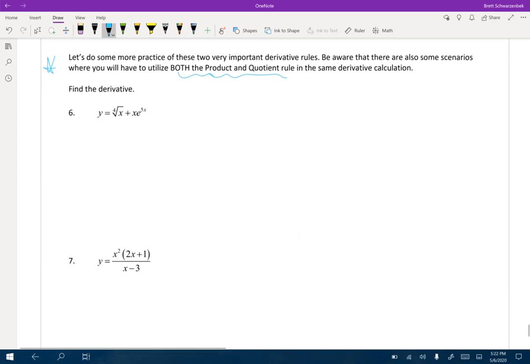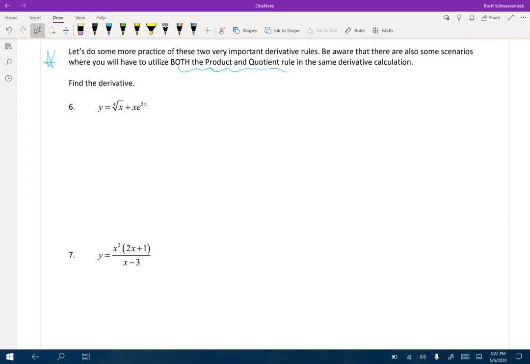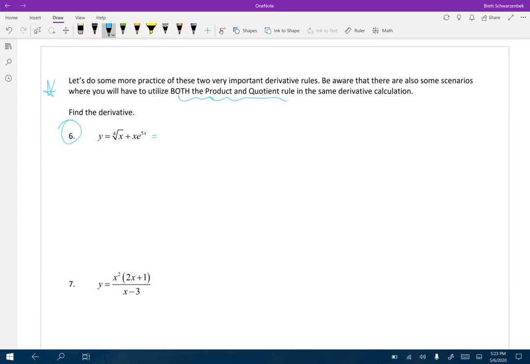So look at our first function here, number 6. We have y equals the 4th root of x plus x e to the 5x. Your goal in this problem is to locate things that are familiar to you. For example, when I look at the 4th root of x, I immediately go, hey, a section ago, I learned that I don't have a rule for radicals when it comes to derivatives. So I need to turn any radical into a fractional exponent. Okay? So we're going to rewrite this function like this.